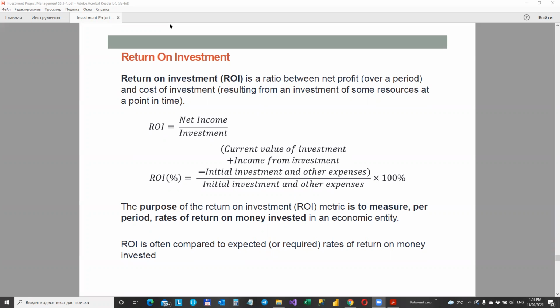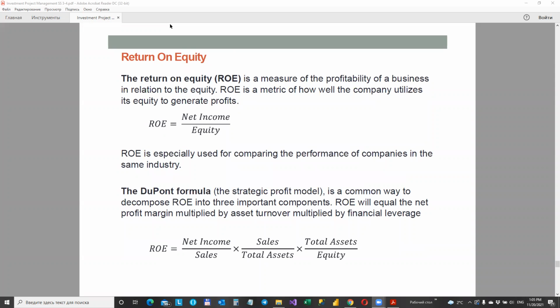There is also another performance indicator or measure, that is return on equity, or ROE, the measure of the profitability of a business in relation to the equity. Because shareholders' equity can be calculated by taking all assets and subtracting all liabilities, ROE can also be thought of as a return on assets minus liabilities.